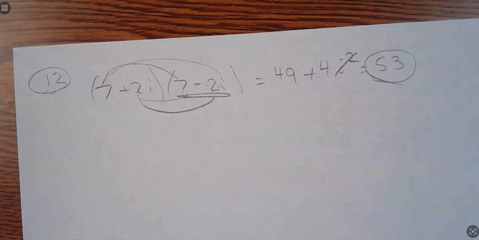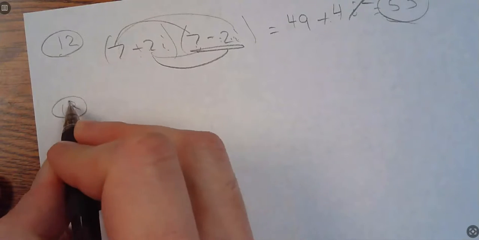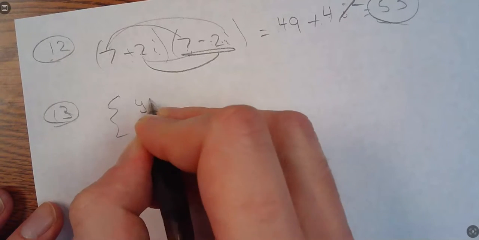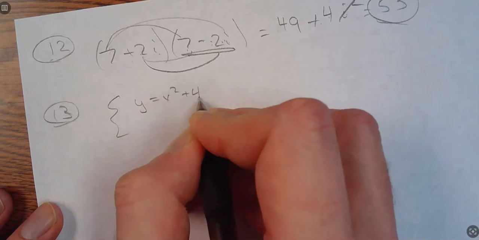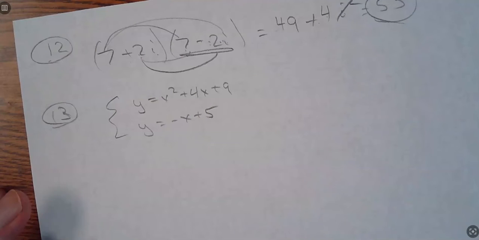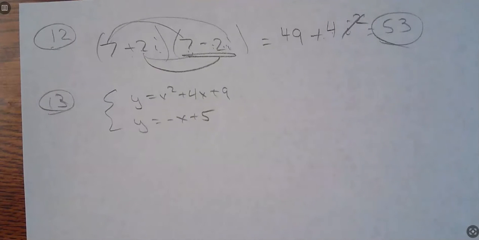And then the last one. I do need to see substitution, but after that, it's up to you. I'm not really worried about how you solved it, but I do need to see substitution. So for number 13, mine was y equals x squared plus 4x plus 9, and y equals negative x plus 5. And so keep in mind what the answer even looks like. Well, the answers are ordered pairs. So we're trying to find out what coordinates make these meet each other.